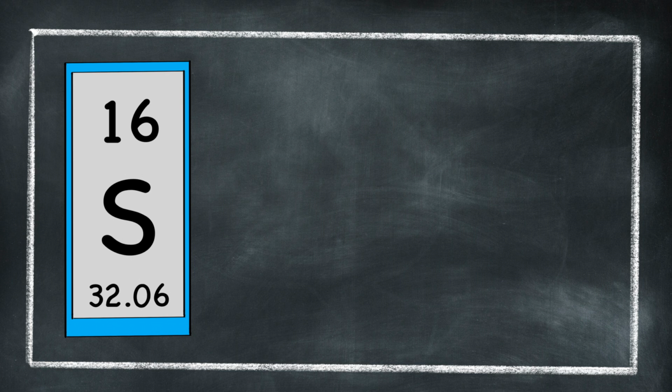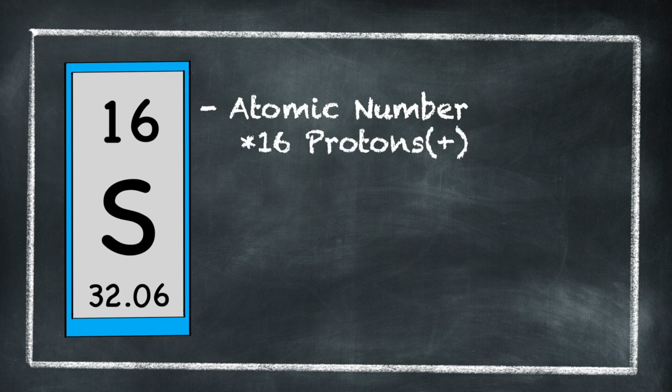Sulfur, the top number on sulfur is 16. That means its atomic number is 16. That means sulfur has 16 protons. This is going to be a neutral element because we didn't state otherwise. We didn't say that this is a charged element. So because sulfur is neutral, not only does it have 16 protons, it has 16 electrons.